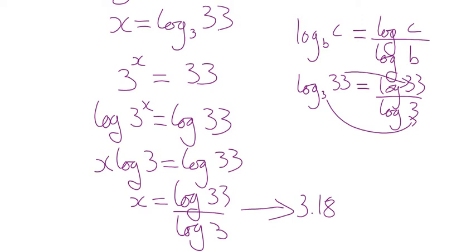I could also change to base e if I wanted, right? Then I would take the ln of both sides. So instead of log, I would have used ln, and then ln. So just try this. What's ln 33 divided by ln 3? Is that trying to calculate?